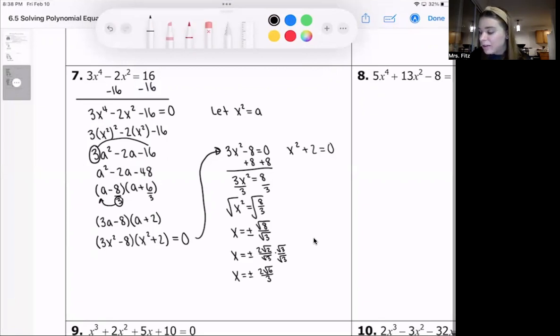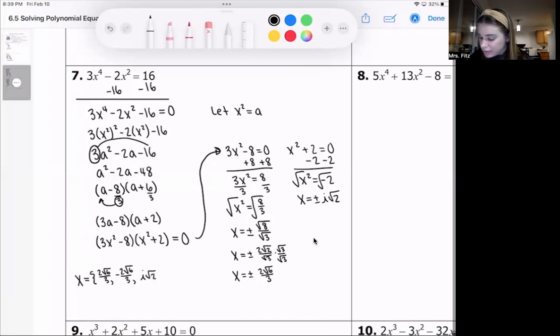Okay, then I'm going to solve x squared plus 2. Subtract 2 from both sides. X squared equals negative 2. From there, we square root both sides. And x equals plus or minus, and then we can rewrite this as i root 2. Okay, so we have 4 solutions. We have positive 2 root 6 over 3, negative 2 root 6 over 3, i root 2, and negative i root 2.